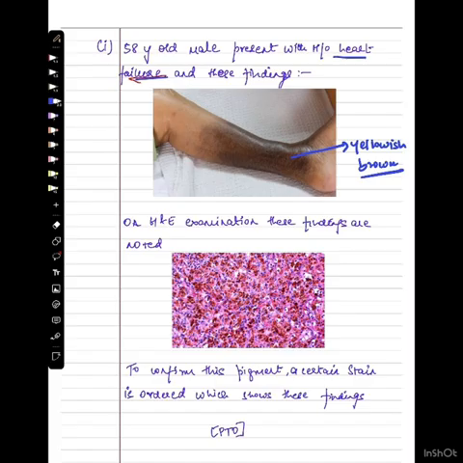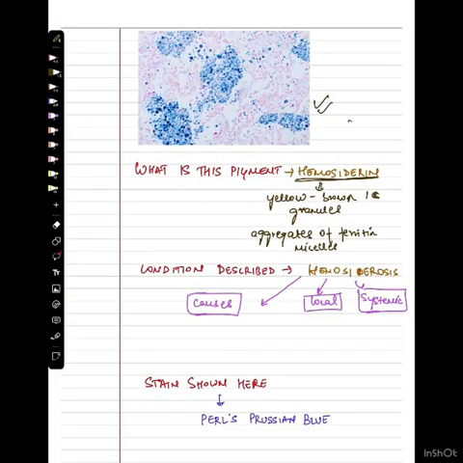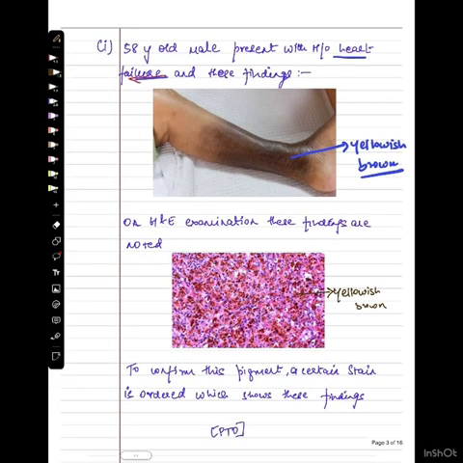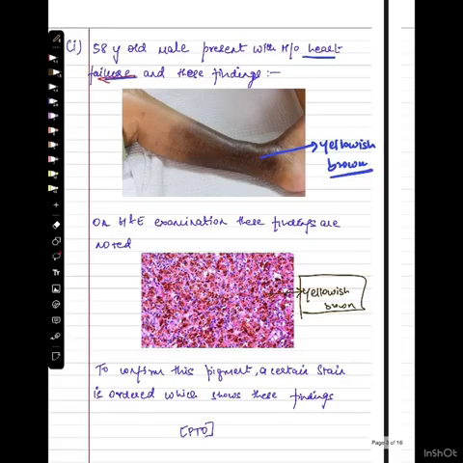They decide to take a biopsy, and on H&E examination, these findings are noted. As you can see here, there is some sort of yellowish brown pigmentation, indicating a pigment which is yellowish brown in color. Now to confirm this pigment, a certain stain is ordered and it shows these findings. So what is this pigment? This pigment is hemosiderin. As you can see, you have certain yellowish brown granules present in this image.